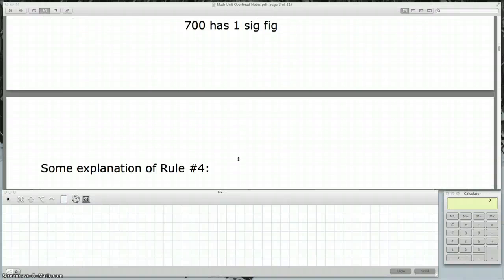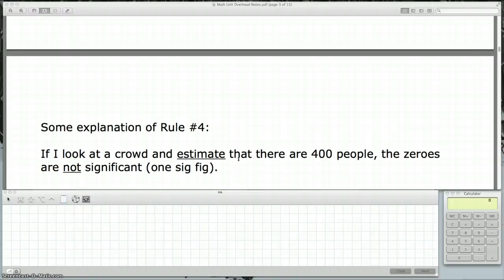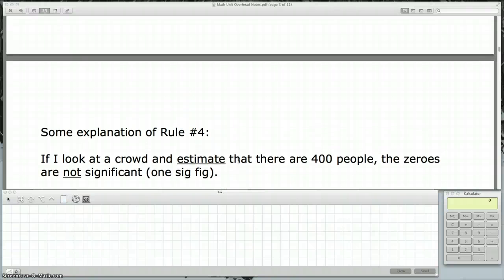So I want to explain that last rule a little bit. If I look at a crowd and estimate that there are 400 people, so I go to a pep fest and I say, oh, there are 400 people there. I don't know exactly 400. It could be 401, could be 398, could be 406, whatever. So the way I would write that down is 400 with no decimal point, showing that it only has one sig fig, the 4.